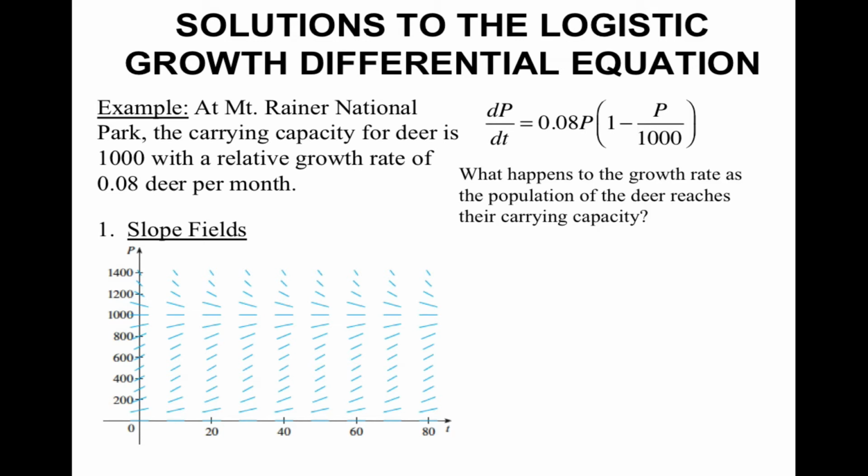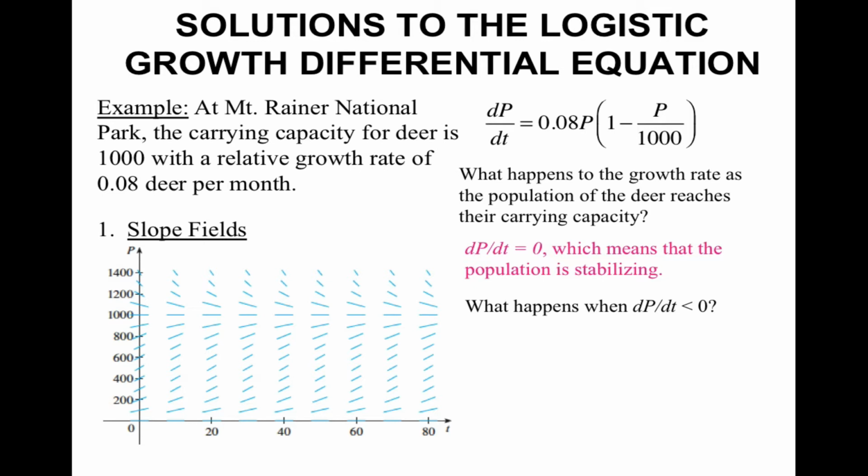And what happens to the growth rate as the population of the deer reaches their carrying capacity? So as it's increasing, what is happening to the growth rate as it reaches 1,000? That means that dP/dt, the rate of growth, is equaling 0, because if you notice, we have little horizontal tangent lines, which means that the population is stabilizing.